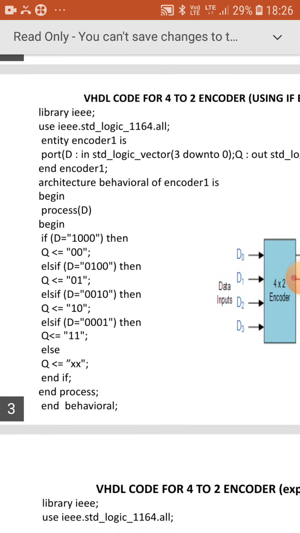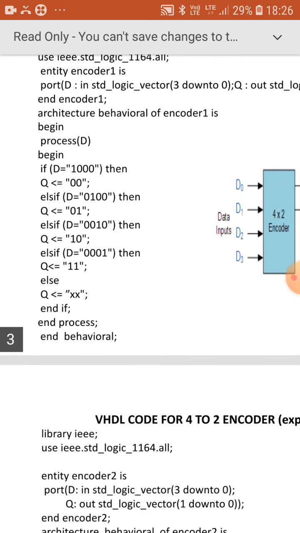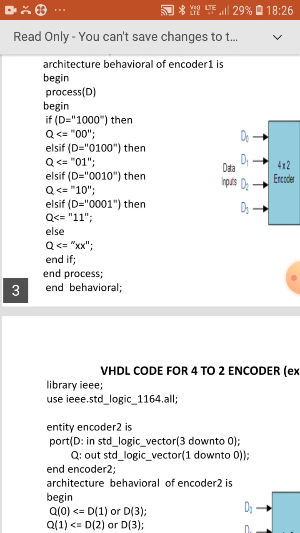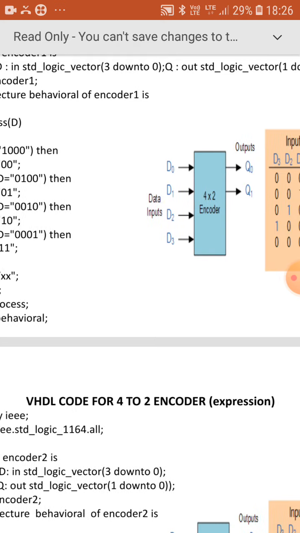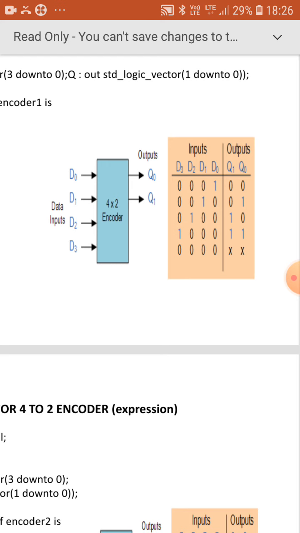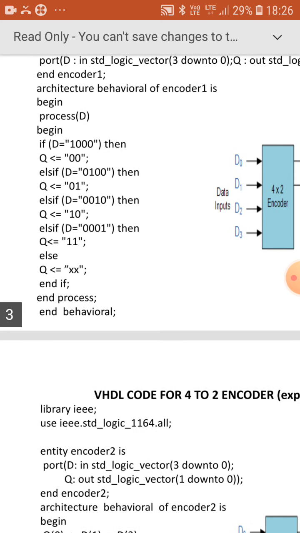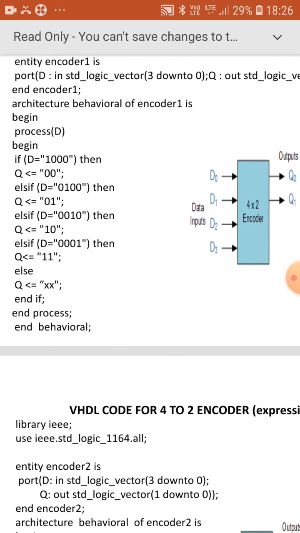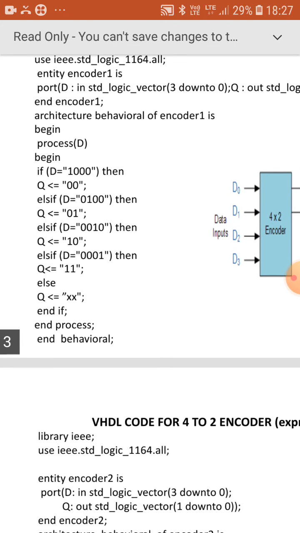Entity part is same, just the architecture part. Okay. So process bracket D. Next, instead of case, here I am using if else. Okay. So you see the table here. If D is 0 0 0 1, then the output will be 0 0. Okay. So if D is equal to 1 0 0 0. Okay. First bit is D of 3, second bit is D of 2, next D of 1, next D of 0. Okay.